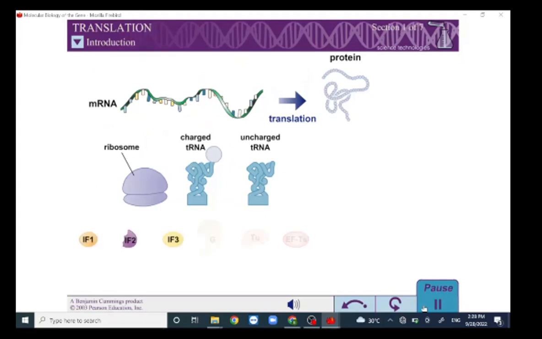and uncharged tRNA. In prokaryotes you utilize different factors: initiation factors 1, 2, 3. Along with it, you have the G factor, the TU factor, and the EF-Ts factor. Then you have release factor 1 and release factor 3.